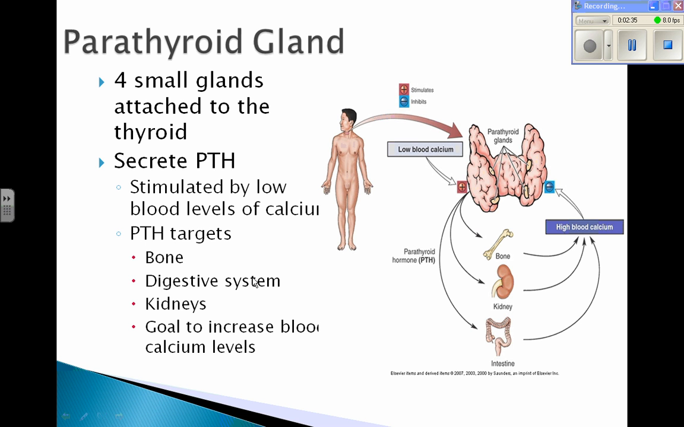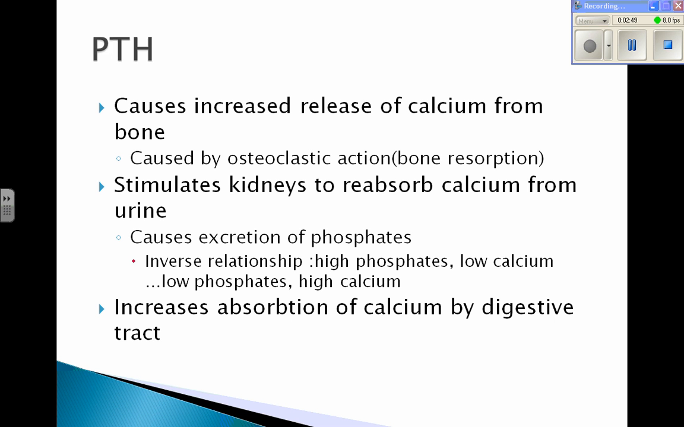Digestive system, this stimulates us to retain more calcium from the food we eat, and the kidneys also retain more of the calcium, which is considered an electrolyte, in our urinary system. Now, parathyroid hormone causes increased release of calcium from the bone caused by what's called osteoclastic action, or what's also termed bone resorption. So it's not bone reabsorption, it's just bone resorption. This stimulates the kidneys to reabsorb calcium from urine as well, and it causes excretion of phosphates.